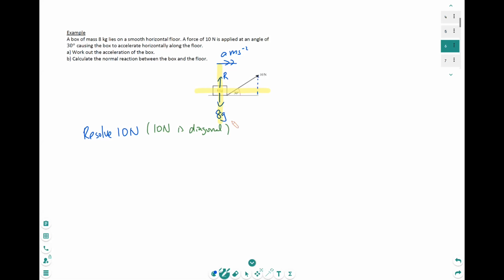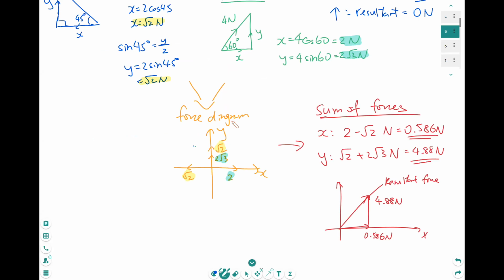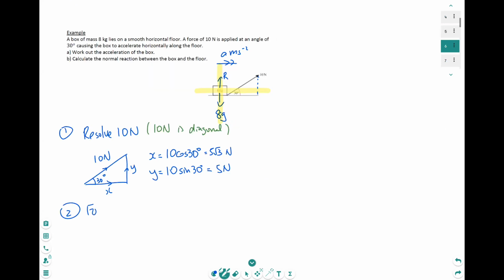Right? So do you remember how we resolve 10 Newton? We draw a right angle triangle in here, like that. 10 Newton to the top right, x to the right, and y upwards. We've got 30 degrees in there. So using trigonometry, x equals 10 cos 30 degrees. 10 times cos 30, you get 5 root 3. And then for the y, it will be 10 sin 30, which is 5 Newton. So that's the first step, resolve. Second step, what did we do last time? We do a force diagram.